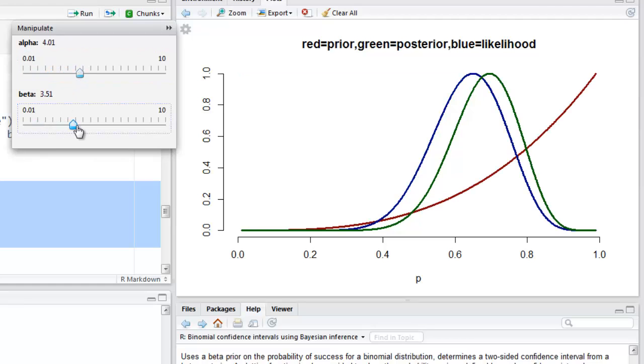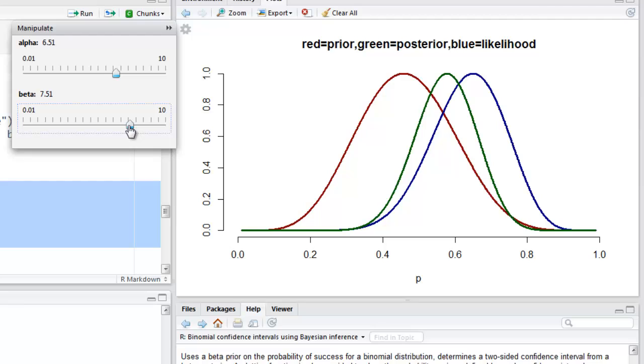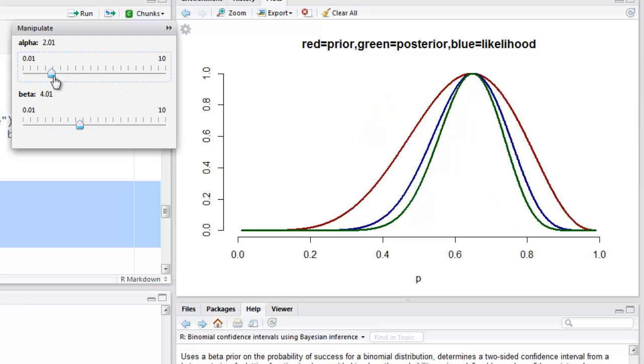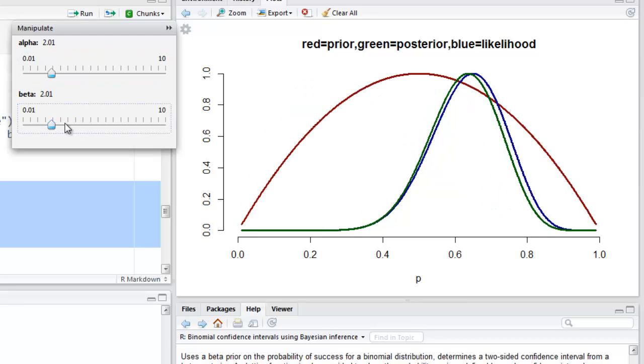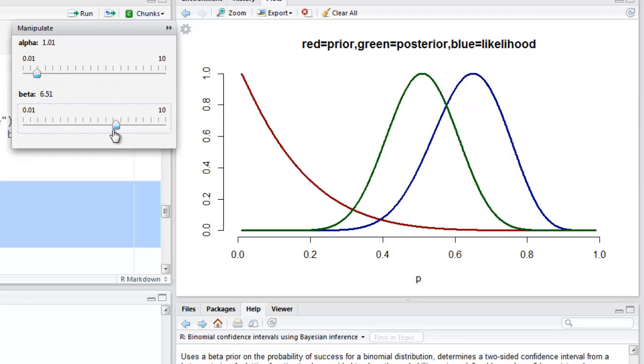Okay, let's take an instance. Here's a nice flat prior. The red is the flat prior, but it's humped towards 0.5. You can see that the blue is our likelihood. The green is more toward the likelihood, of course, because the prior is nice and flat, offering very little information. But it does pull the green a little bit away from the blue, and we could make it much more that way by, let's see, there we go.